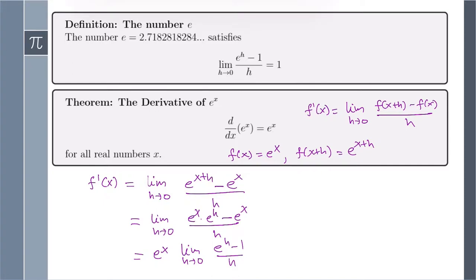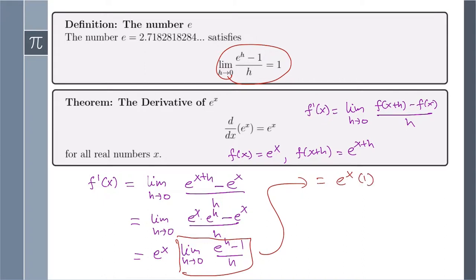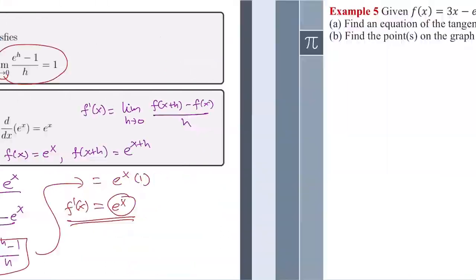Now we have this definition up here. This limit right here is 1. So if that is 1, then that equals e to the x times 1, which is e to the x. So basically, we got that the derivative of our function e to the x is e to the x. So that's how we prove that. Now we're going to use it.